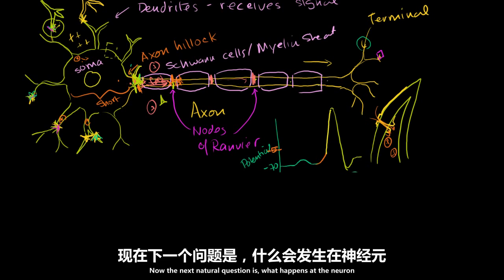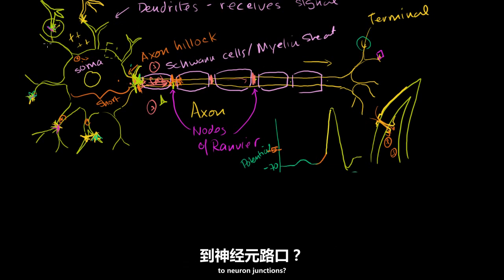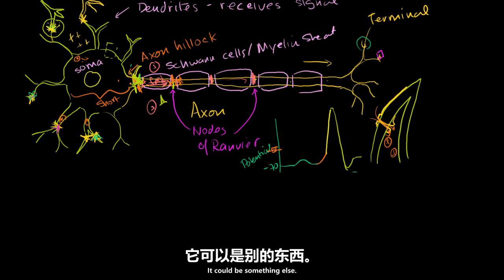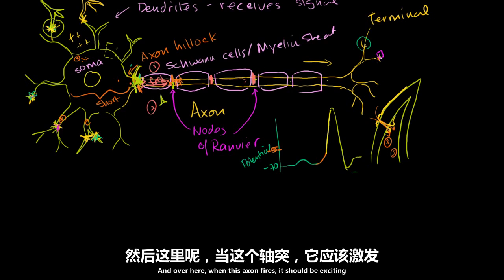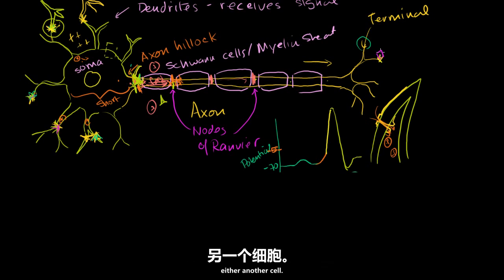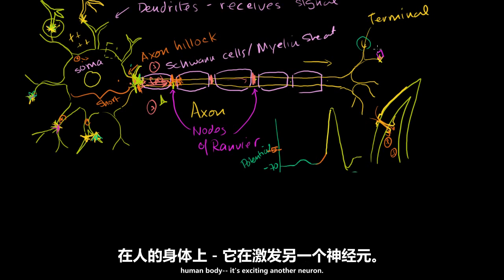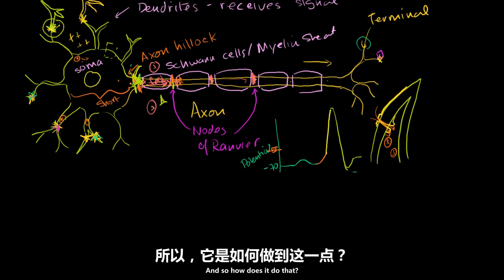Now, the next natural question is what happens at the neuron-to-neuron junctions. We said that this dendrite gets triggered or gets excited, and in most cases it's getting triggered or excited by another neuron. It could be something else. And over here, when this axon fires, it should be exciting either another cell, it could be a muscle cell, or in probably most cases of the human body, it's exciting another neuron. And so how does it do that?